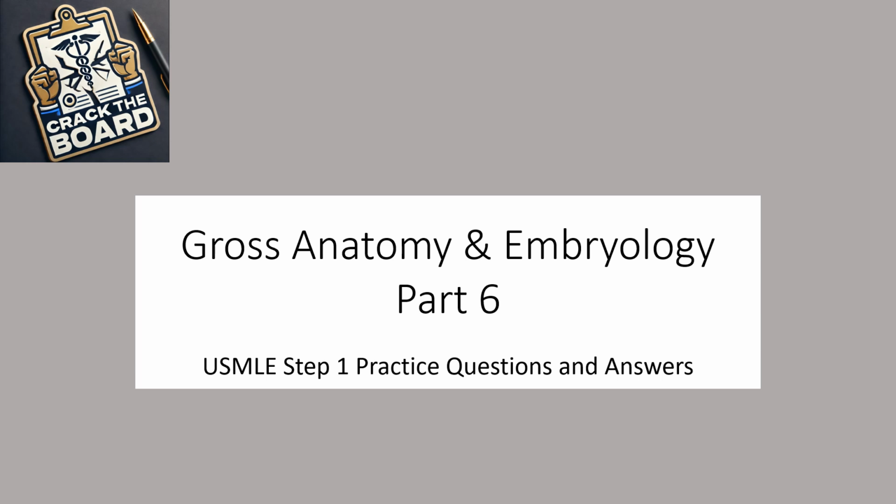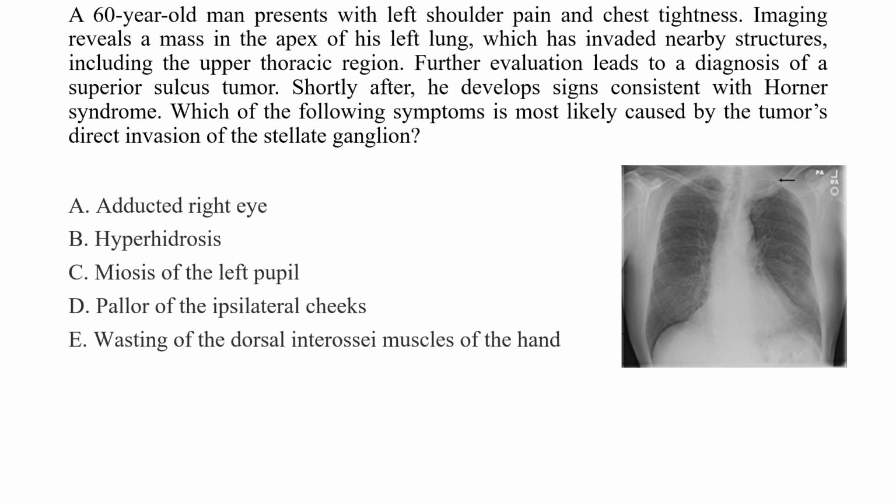A 60-year-old man presents with left shoulder pain and chest tightness. Imaging reveals a mass in the apex of his left lung, which has invaded nearby structures, including the upper thoracic region. Further evaluation leads to a diagnosis of a superior sulcus tumor. Shortly after, he develops signs consistent with Horner syndrome. Which of the following symptoms is most likely caused by the tumor's direct invasion of the stellate ganglion?